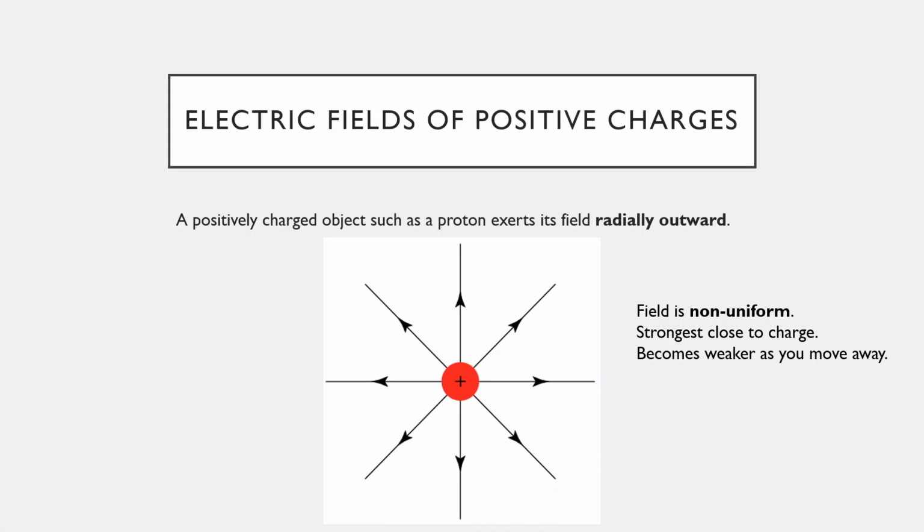This is indicated by the field lines. The more closely spaced the field lines are to each other, the stronger the field. If the field lines are further spaced, then the field is weaker. So this is for a positive charge. A positive charge radiates its field outwards, so all the field lines point away from the positive charge. For example, this would be a proton.